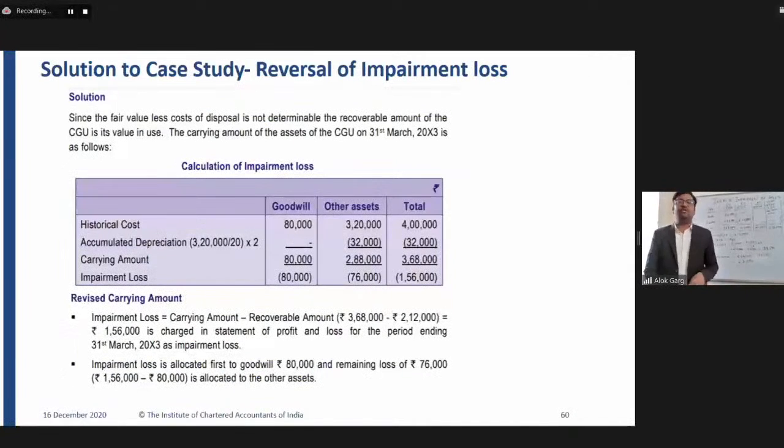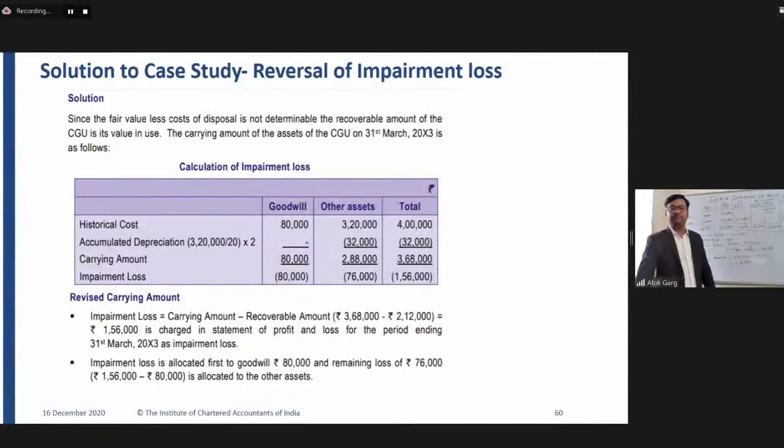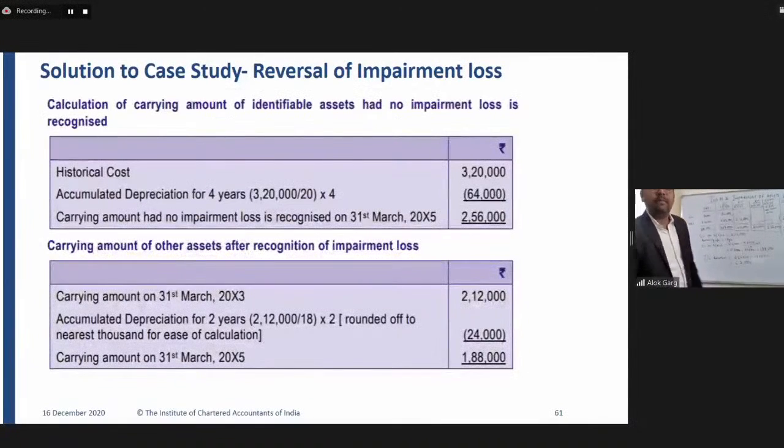So this is the solution, other assets. Then you need to calculate the carrying amount of identifiable asset had no impairment loss been recognized. So historical cost is 320. Accumulated depreciation for 4 years 64. So carrying amount is 256. Now, what is the existing carrying value? The existing carrying value is 2,12,000 on 31st March 3, and the 2-year depreciation is 24,000.